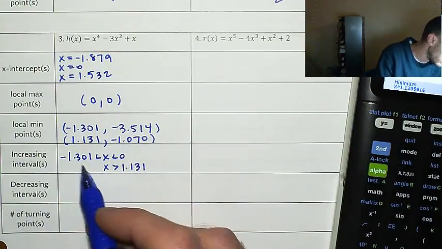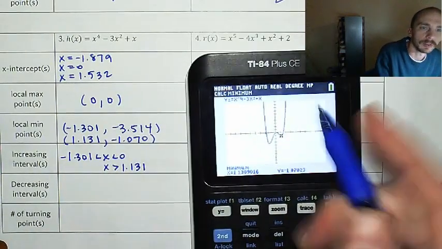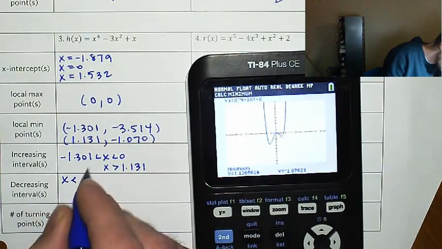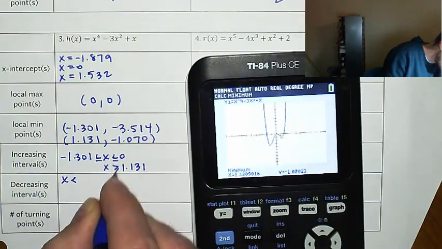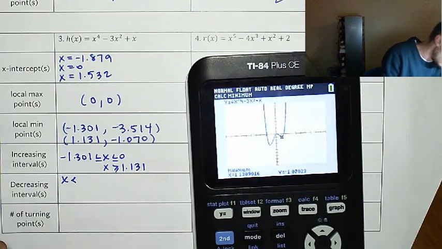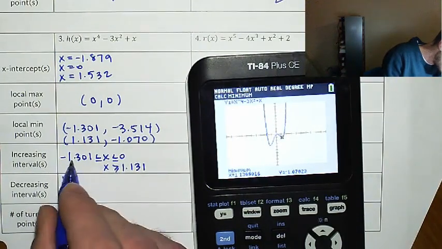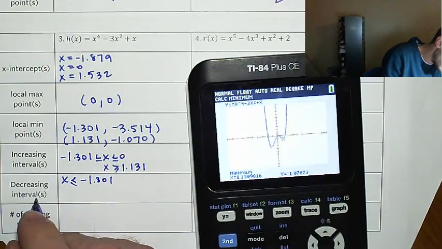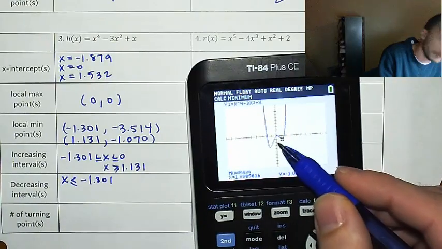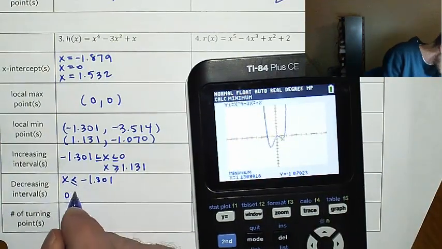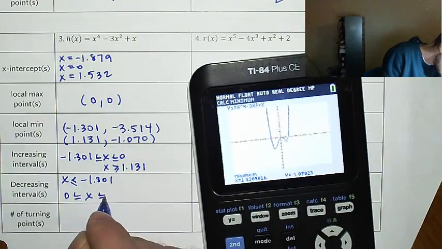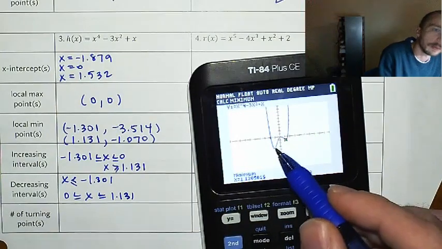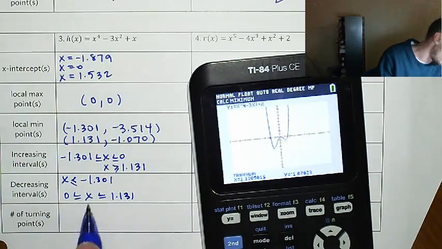My intervals of decrease will be when x is less than this, when it's coming down here. You could even make these less than or equal to, or greater than or equal to if you want, it doesn't matter. X is less than or equal to -1.301, or the other interval of decrease is between 0 and the second local minimum, so 0 up to 1.131. And in this case, there were 3 turning points because there were a total of 3 relative extrema.